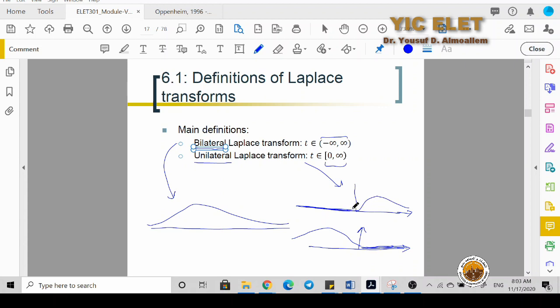And as you can understand, why do we need to differentiate between these two? Because at the end, we're going to multiply by this factor, e raised to the power minus sigma t, and this would be effective to work on one region to make it more stable compared to the other side. And we will see that there will be different tables for these bilaterals and unilaterals.